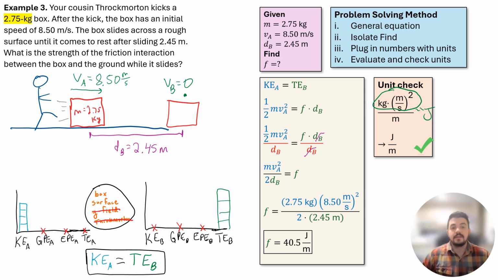Great. So moral of the story here is you should always draw a picture. You should always do a bar graph, even when not prompted, and everything else is the same. Make out a list of givens and finds, isolate your find based on what's given, plug in numbers, solve, check your units.